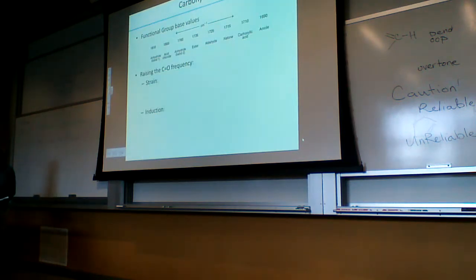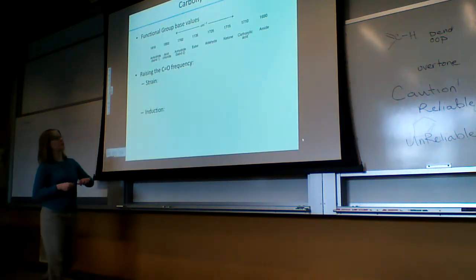Carbonyls. This is probably the most important portion of the IR spectrum, because your carbonyl peak is always going to be there, and it's very dependent on the type of carbonyl it is, what type of functional group it is, and where it's located. These base values, I expect you to know.